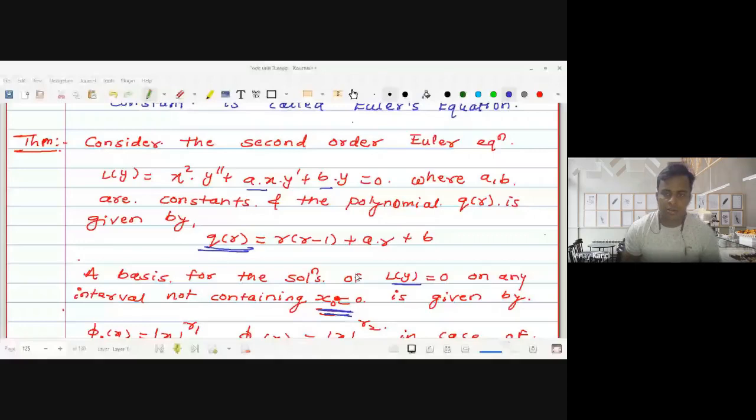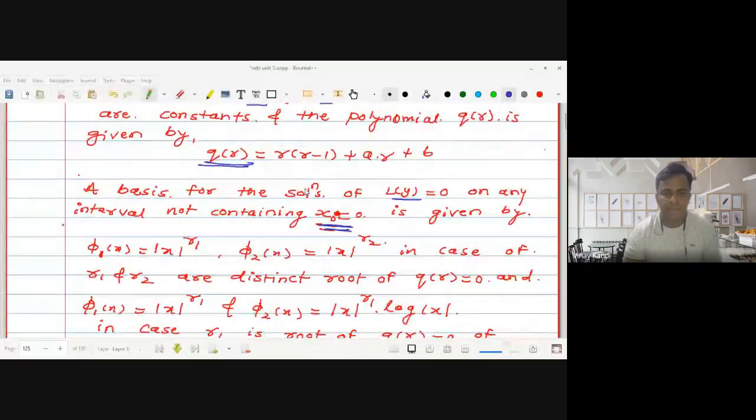Okay. In the previous lecture, we saw a theorem on the second order Euler equation. What is the theorem? If L of y is equal to x squared y double dash plus a x y dash plus b y is equal to 0, where a and b are constants, and the polynomial q of r is given by q of r is equal to r into r minus 1 plus a r plus b.